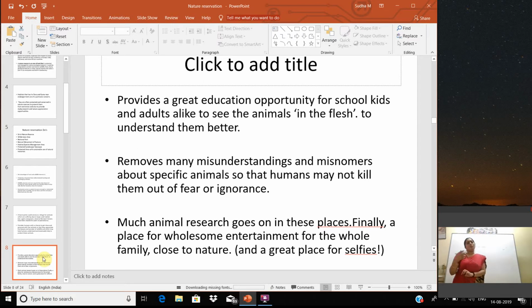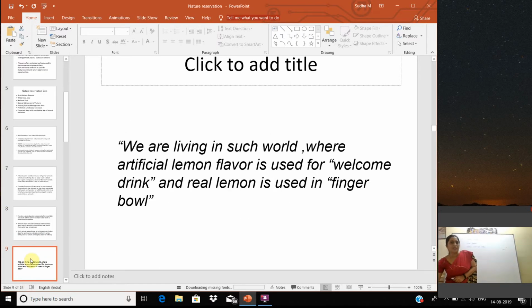So zoos and other such places remove many misunderstandings about specific animals, so that humans may not kill the animal. Okay. So much animal research goes into the place, and finally it is a place of entertainment for the family also. So animals actually cherish us, right? We are benefited by the animals. Okay.